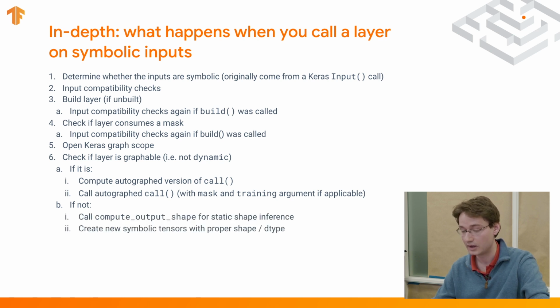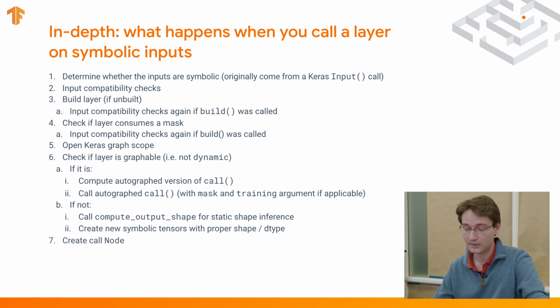you're just going to return brand new symbolic tensors. And in order to know what shape and dtype these symbolic tensors should be, you're going to use the static shape inference method of your layer. Meaning that if you have a layer that's dynamic, that's non-graphable, and you want to use it in the functional API, it should implement this static shape inference method, compute_output_shape. For no other use case are you going to need compute_output_shape.